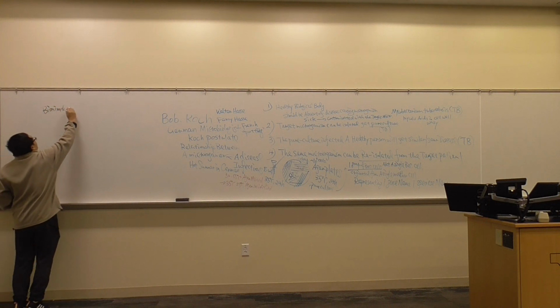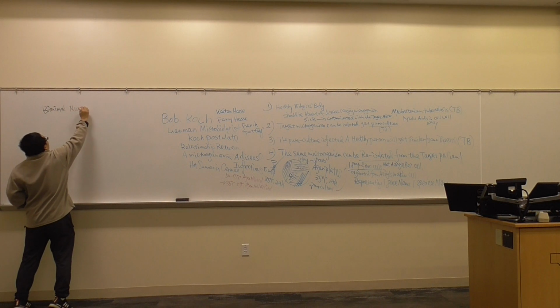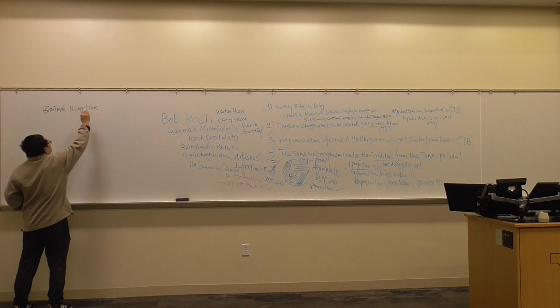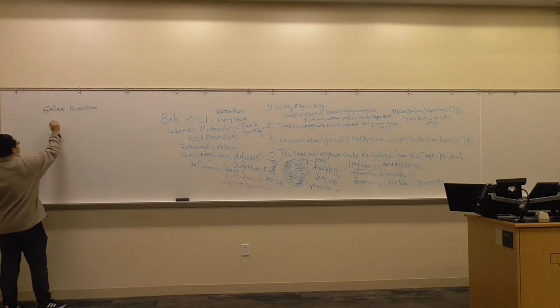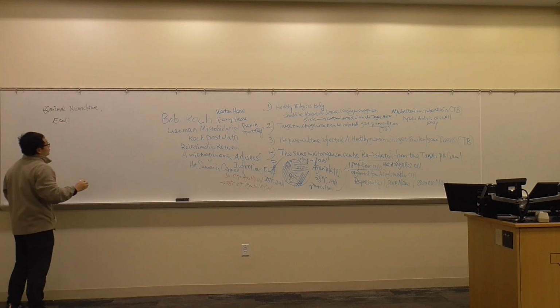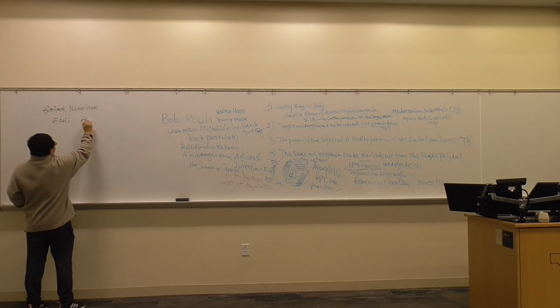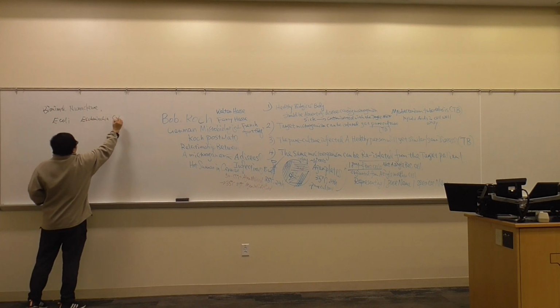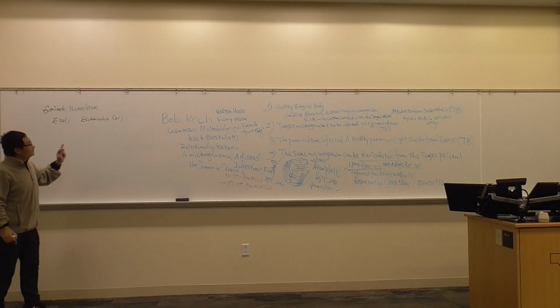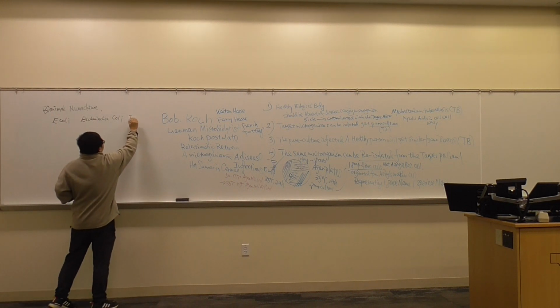Binomial nomenclature, which means two names: one genus name, one species name. If it's E. coli, what is the full name of E. coli? It's Escherichia coli. You have to write it in italics.